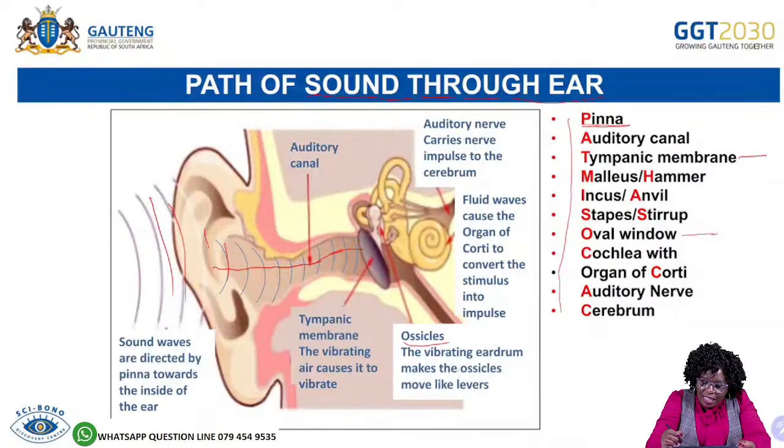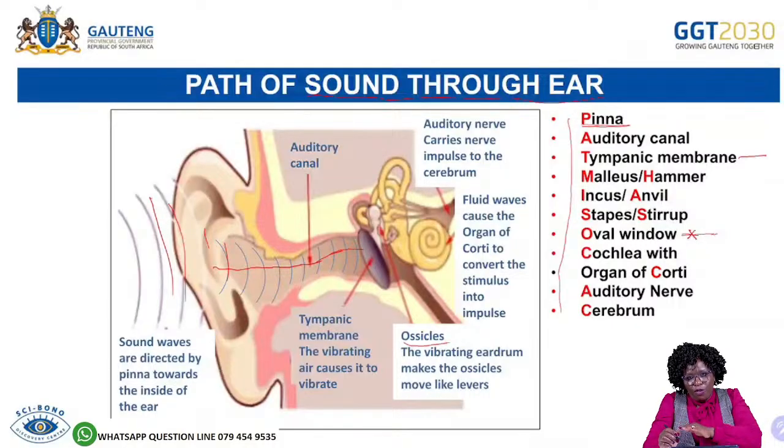I want you to check this out. Now the moment the oval window receives the vibrations from where? From the ossicles. Ossicles, where are they found? In the middle region of the ear. Now what is created? It's pressure waves. Check this out. We spoke about sound waves. We moved to vibrations. Now we're talking about pressure waves.